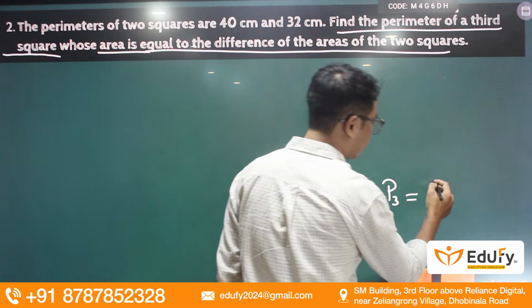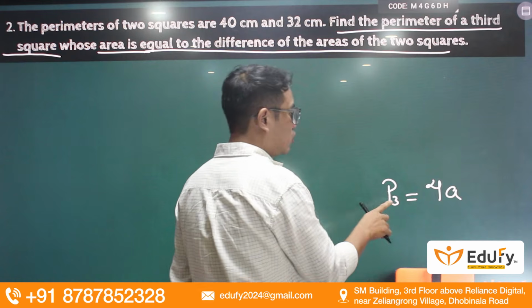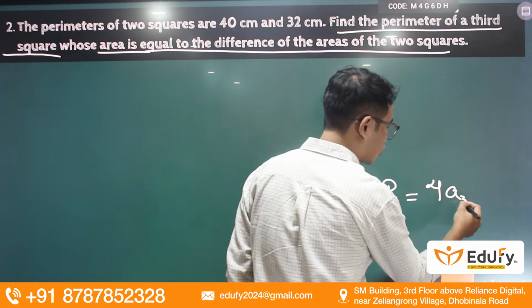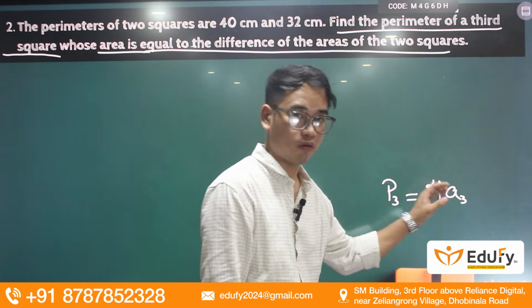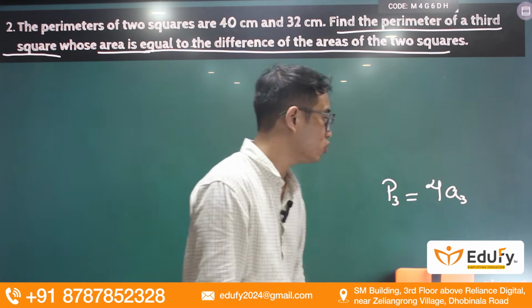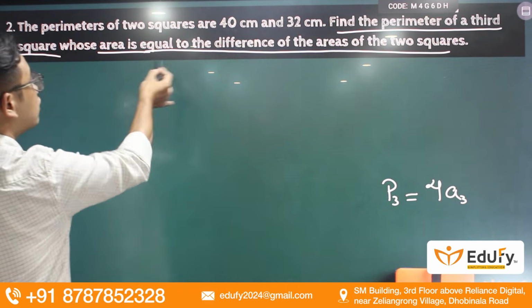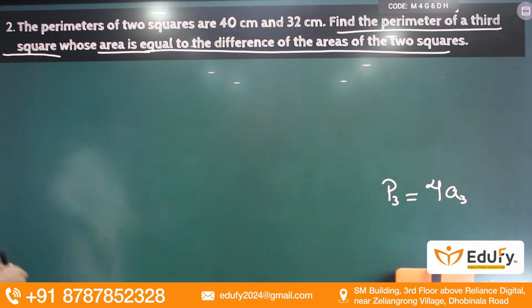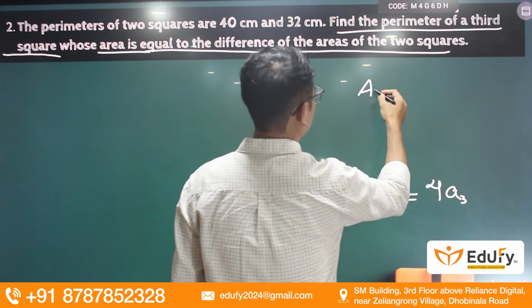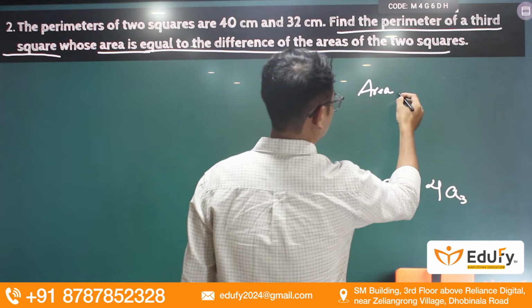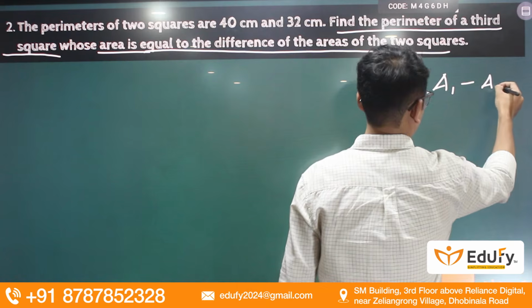So for that, I need the formula for perimeter, which is 4a, right? Now, since I'm writing here for the third, I'll write 3, so that we understand that this is the side of the third. So here, I need my a for the third one. Only then I will be able to find it out. Again, they have given me a relation that the area of the third square is the difference of the areas of the first and the second. This is what they have said.